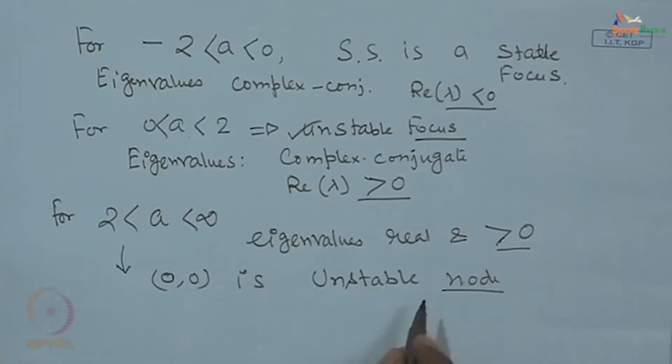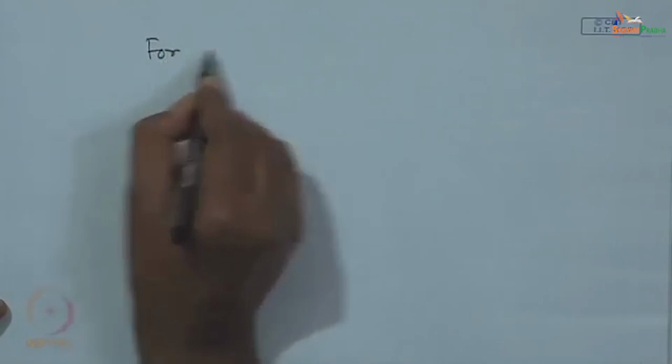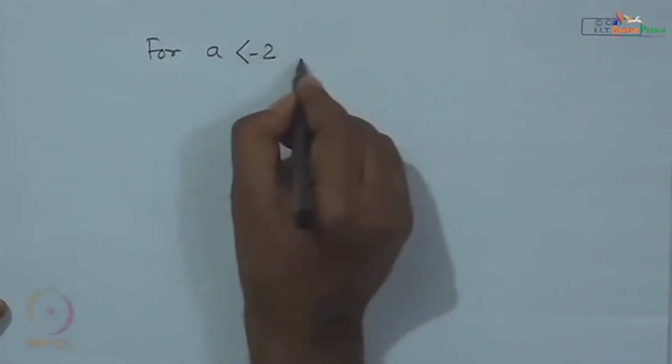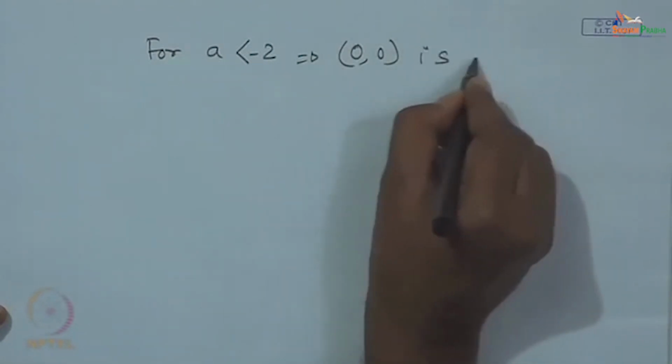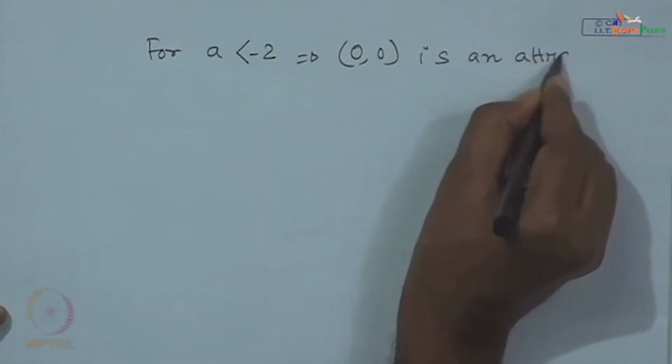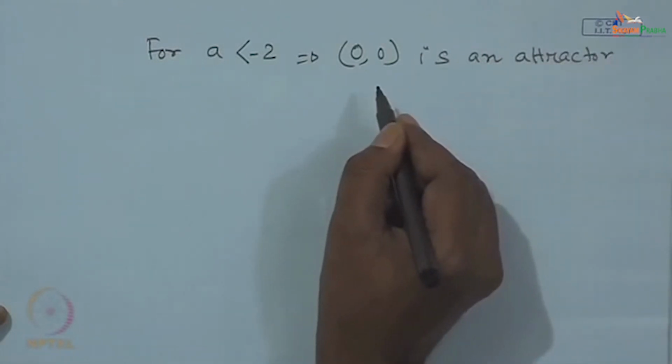So, for different domains of A, one will be getting different types of steady state. In one case you will be getting the stable focus, in another case the unstable focus. In two domains of A, you will be getting the stable node and unstable node always. So, you can make this phase plane plot: for A less than minus 2, you can come to a conclusion that the steady state 0 0 is an attractor, because it will be a stable node.